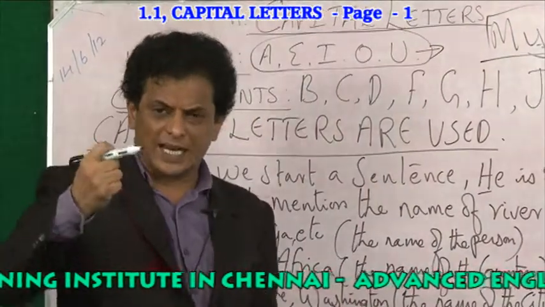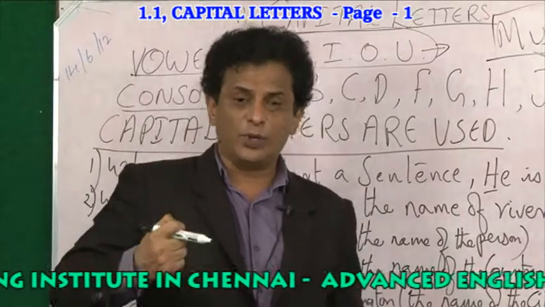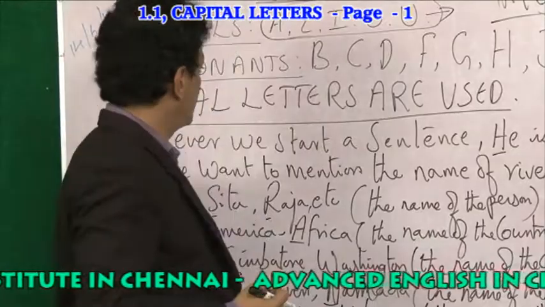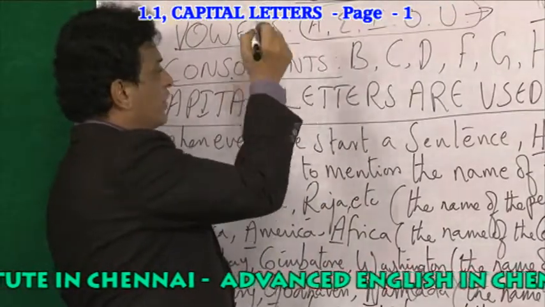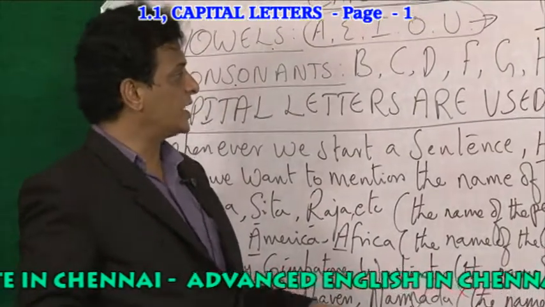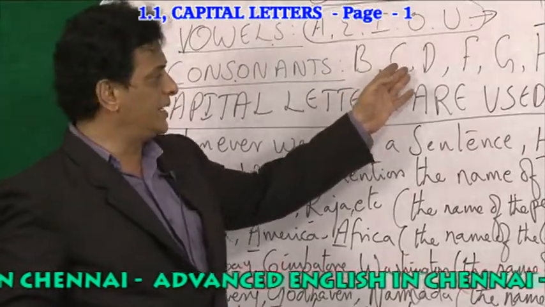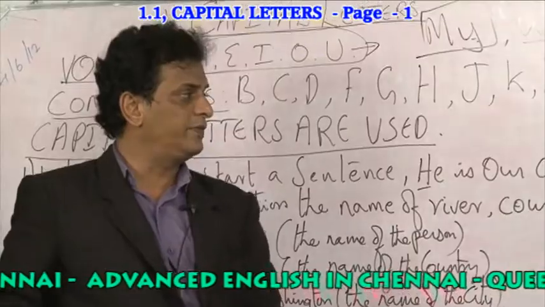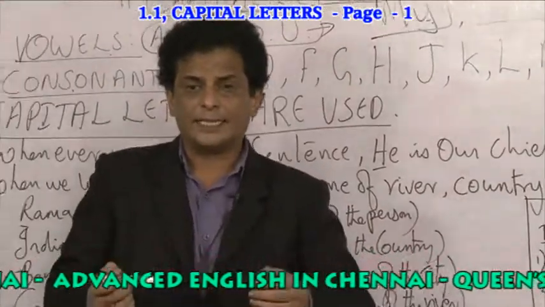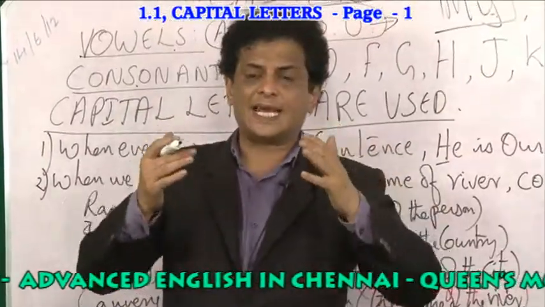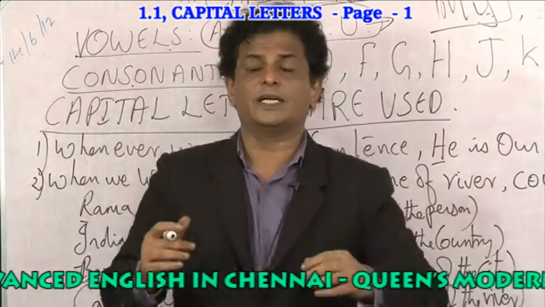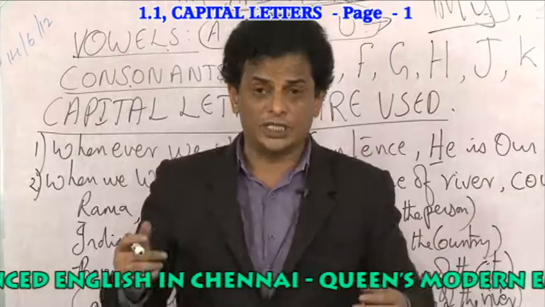So, vowels are the life of the word. Vowels are the main spirit in a word. After vowels, you go in for consonants. How many consonants are there? 21 consonants are there: B, C, D, F, G, H, J, K, L, M, N, P, Q, R, S, T, V, W, X, Y, Z. But they are not pronounced exactly as the letter sounds. When it comes in a word, the sound of the letter changes.